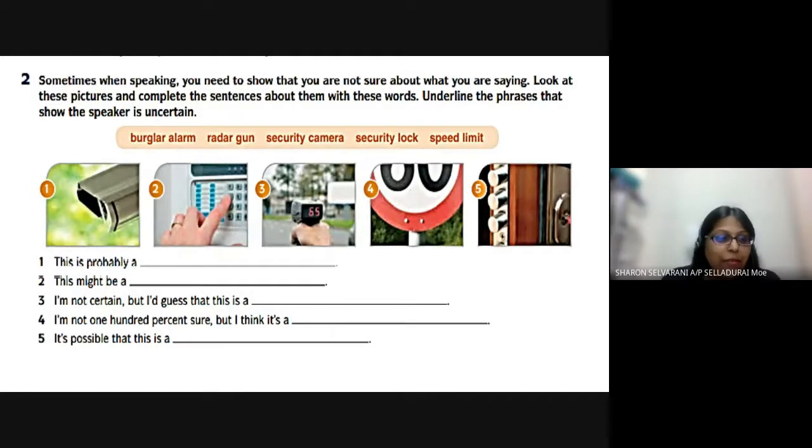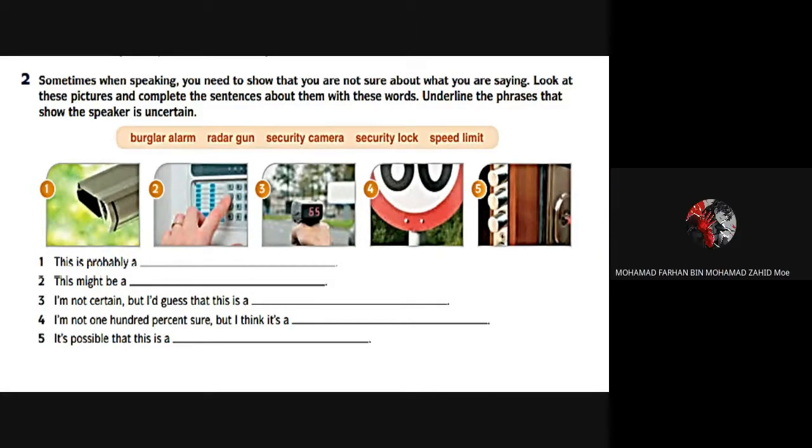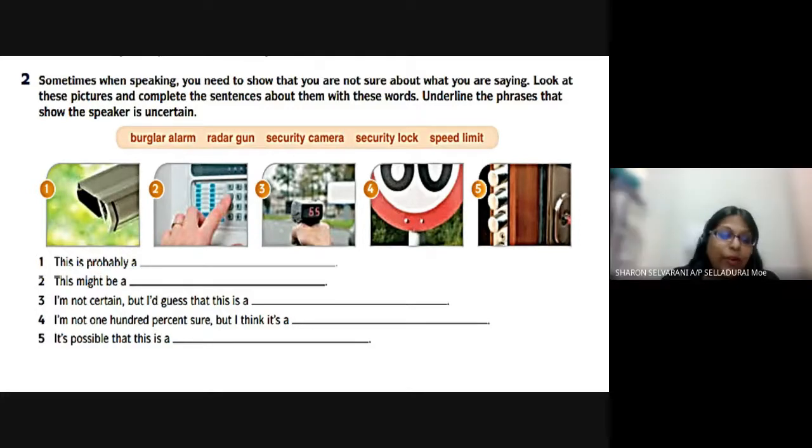All right, so number 4. I'm not 100% sure, but I think it's a. So which one? I'm not 100% sure and think. All right, very good. Okay, then number 5. It's possible that this is a.